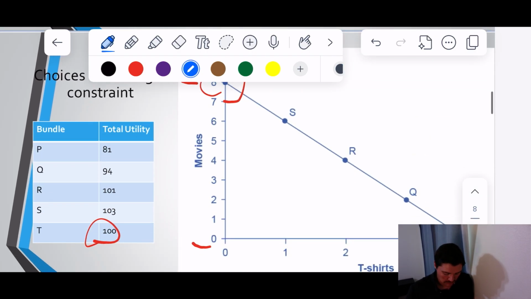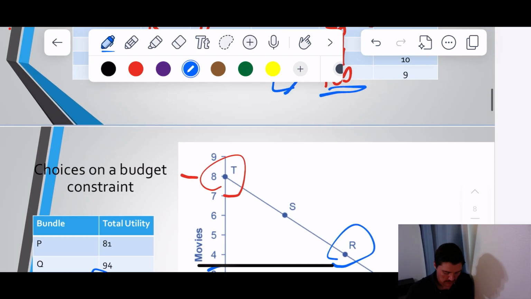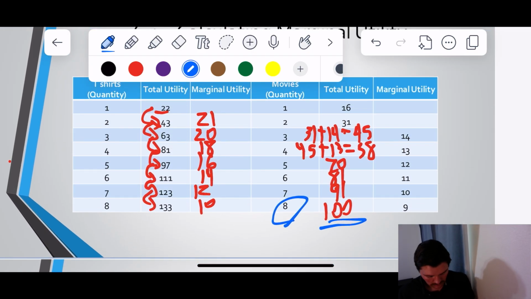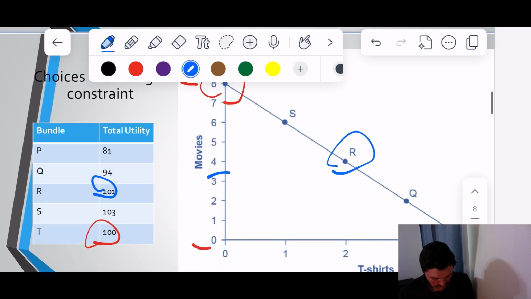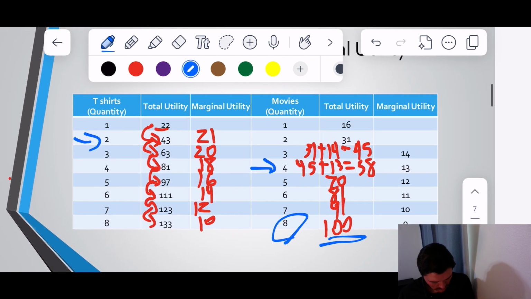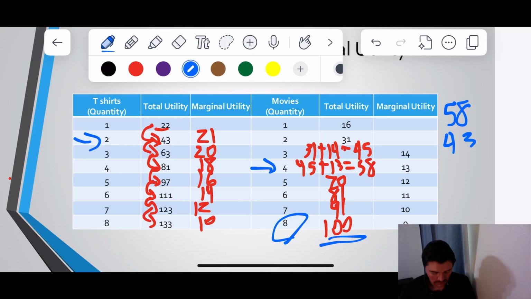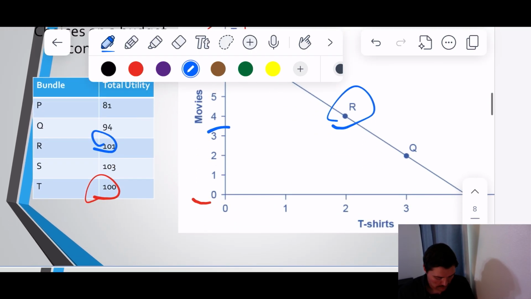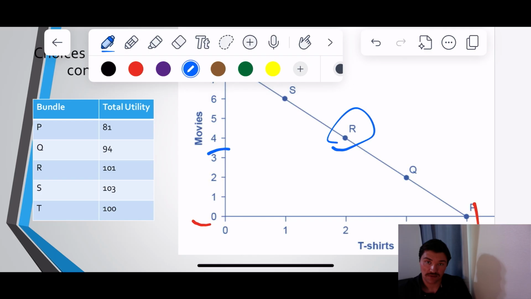If we were to pick another bundle, such as point R here, which is 4 movies and 2 t-shirts, they got a total of 101. So looking at that one, on bundle 4 movies and 2 shirts, how they got that was they had 58 utility from the movies and 43 utility from the t-shirts, and that created a total of 101 from this bundle.